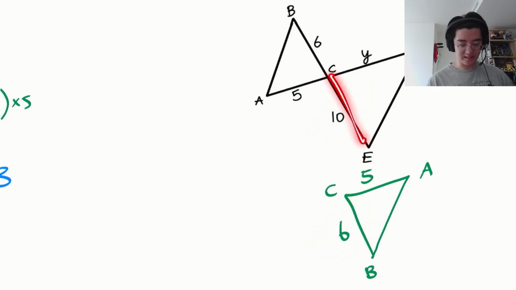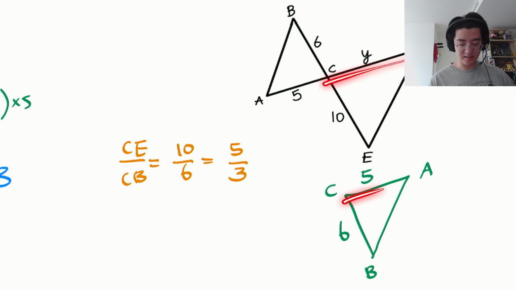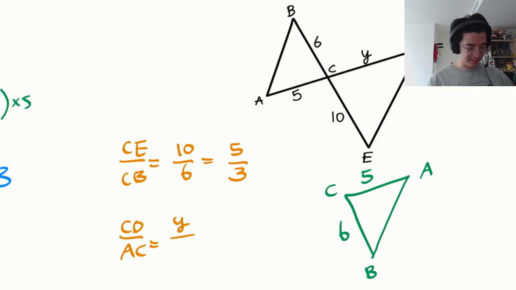So it's this. Let's take this line over this line. Again, it doesn't matter the order, as long as you keep it consistent. So line CE over line CB is 10 over 6, reduced to 5 over 3. And then line CD over line CA, or AC. We usually write it alphabetically. Actually, it doesn't really matter, but it just looks nicer.